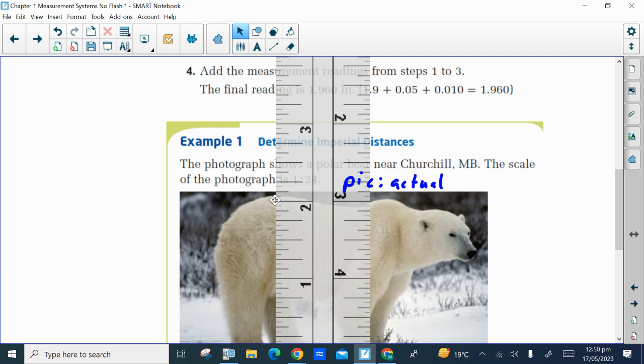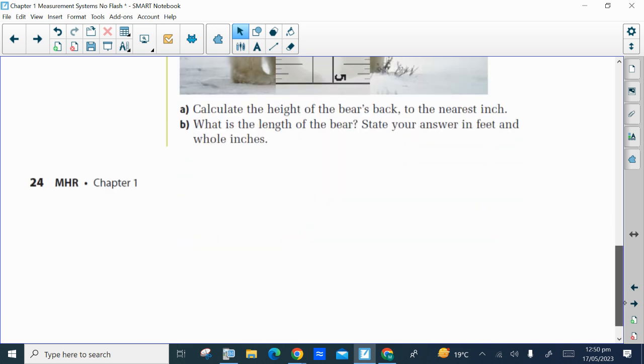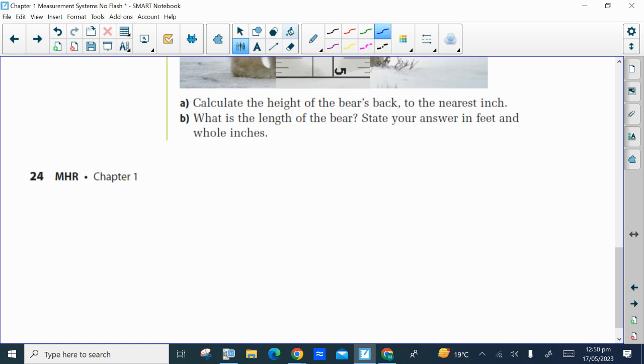Because the back is 1 tick mark above 2. Each tick mark is 1/16 of an inch. We just talked about that, right? When I did the CD case, and we counted how many increments there were between 0 and 1. There were 16 little lines there, 16 increments. So each line represents 1/16 of an inch. So that is 2 1/16. That's the measurement on the picture.